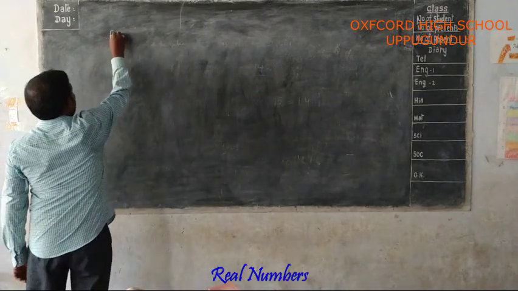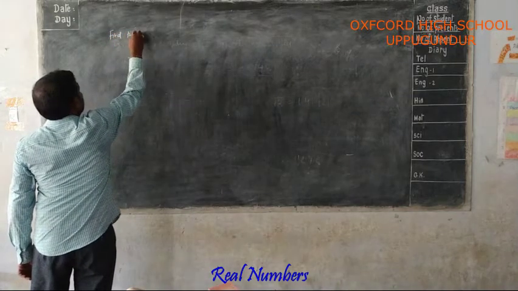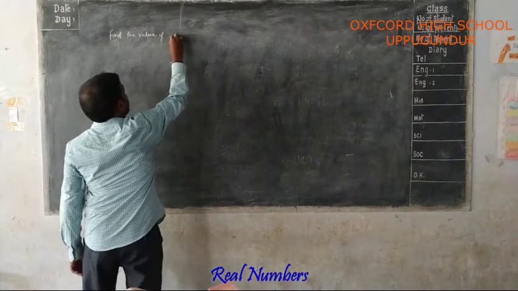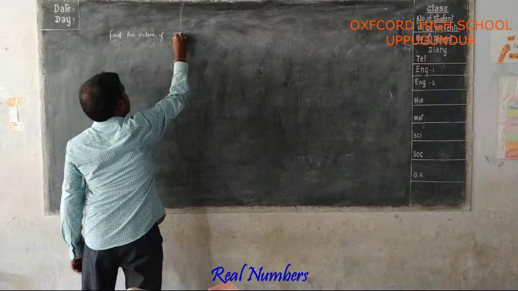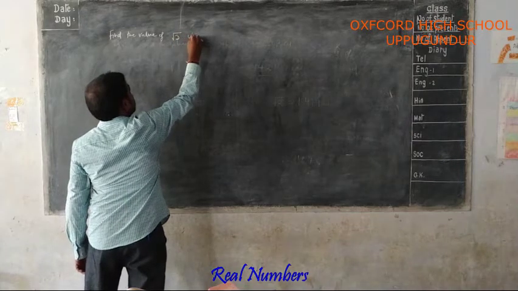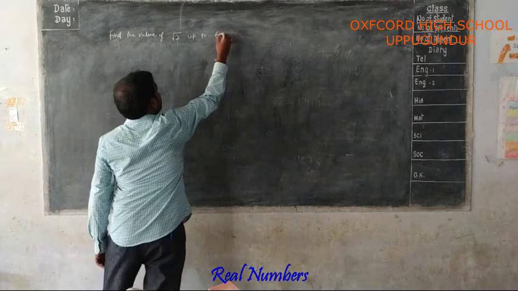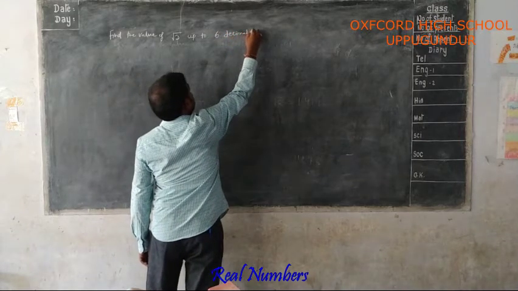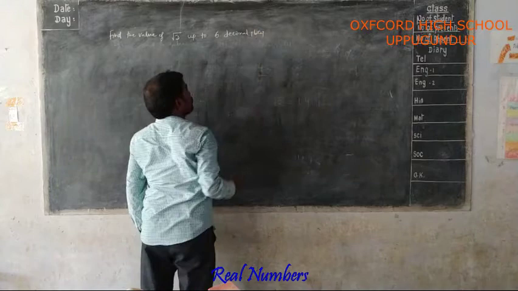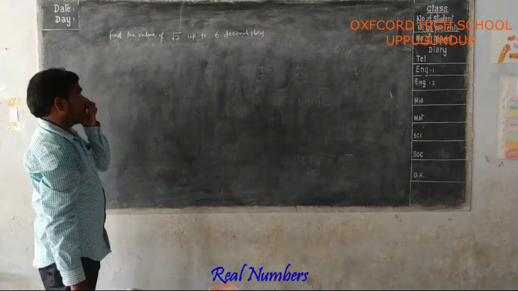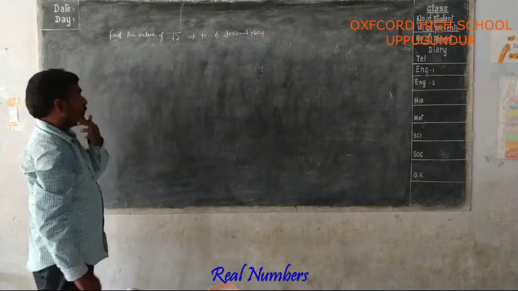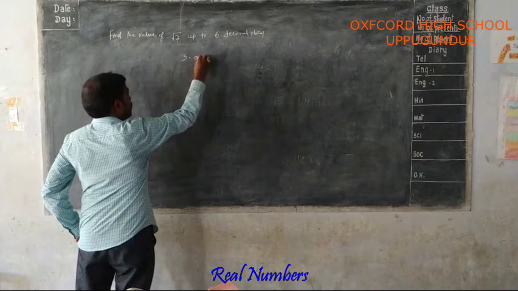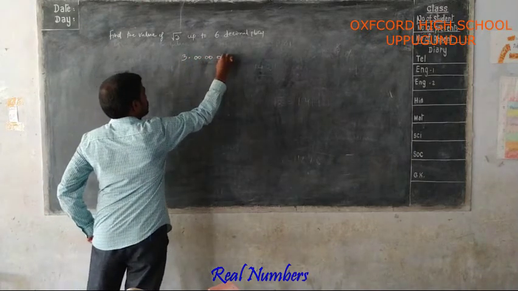Next, find the value of root 3 up to 6 decimal places. Up to 6 decimal places you have to find. Similarly, you have to do. Now 3. After 3 you have to take a point. Each period you have to take 2 zeros.